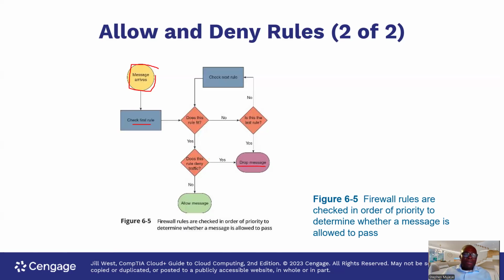But if we come up here, if the answer to the rule fitting is no, then the question is, is this the last rule? If it's the last rule, then the message is blocked, right? So that's the flow chart.